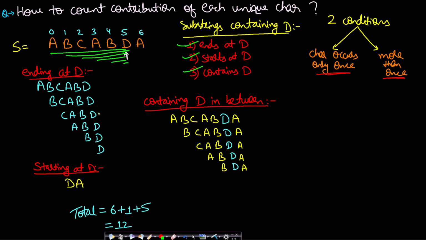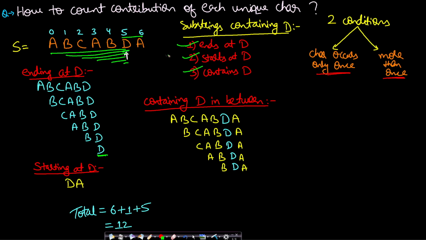Now if you try to find all those substrings which are starting at D, then it will only be DA. I am not including D again because it will be repetitive, since I have already counted D here, so I cannot write it here again. Otherwise we will be counting it twice, which I don't want. So DA is the only substring in this case which is starting at D.